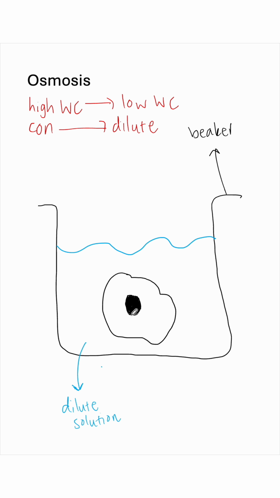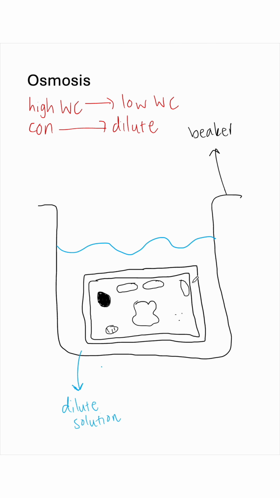If we apply it to this beaker, because there is a higher water concentration outside the cell, water will move through the partially permeable membrane because of osmosis from the surrounding solution inside the cell. Now, if this concentration gradient is steep enough, too much water will enter the cell, resulting in it bursting.